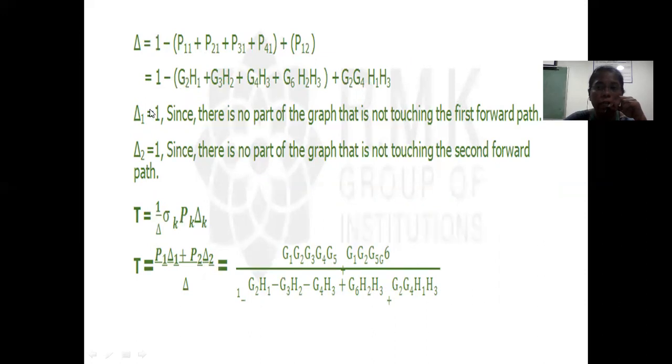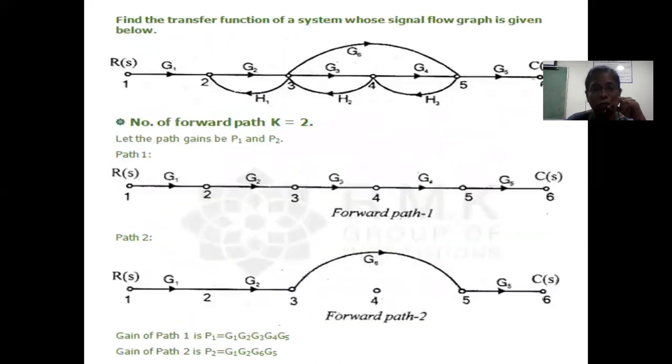Now comes the next important part, which is our del k part, right? Del k, where k is nothing but the number of forward paths. For this problem, we have totally two forward paths. Let me take the first forward path. Let me go back to the first forward path.